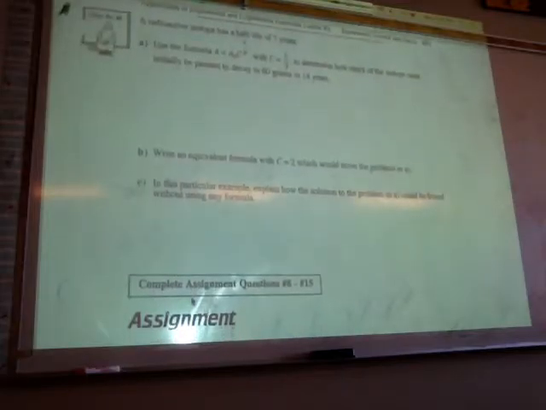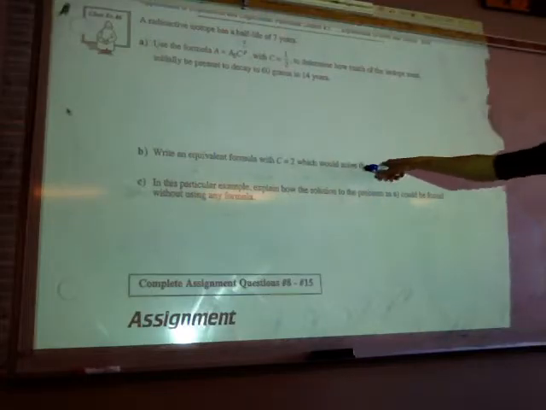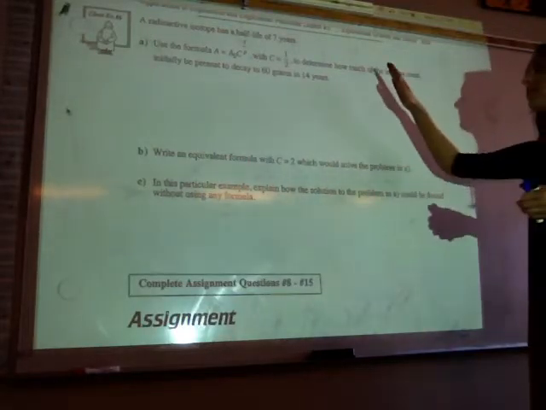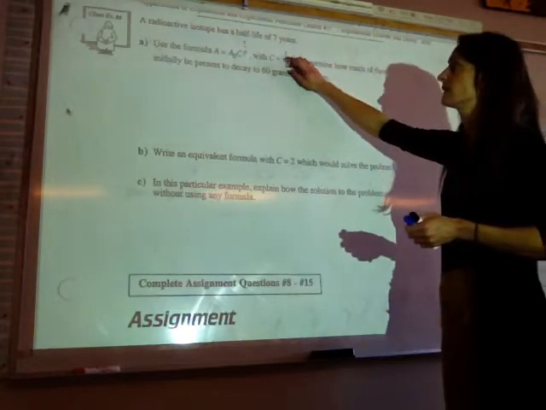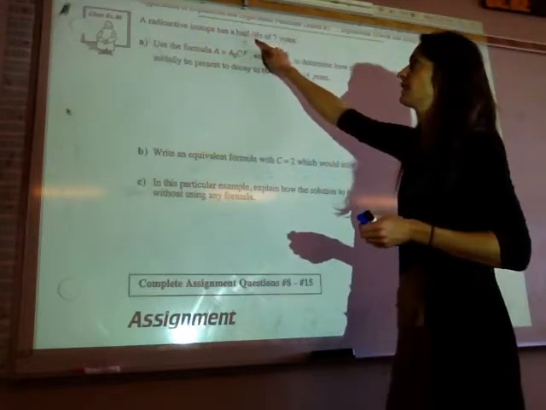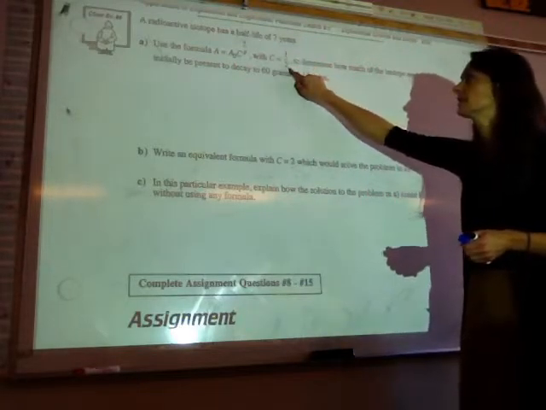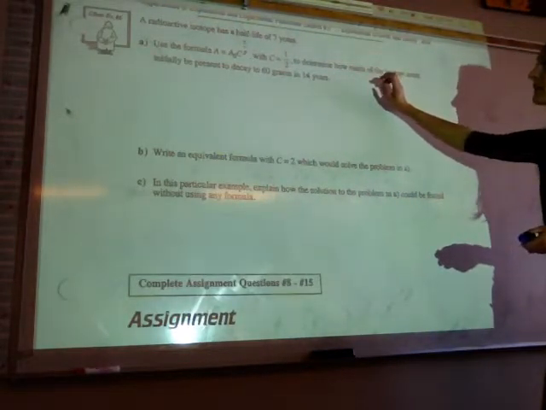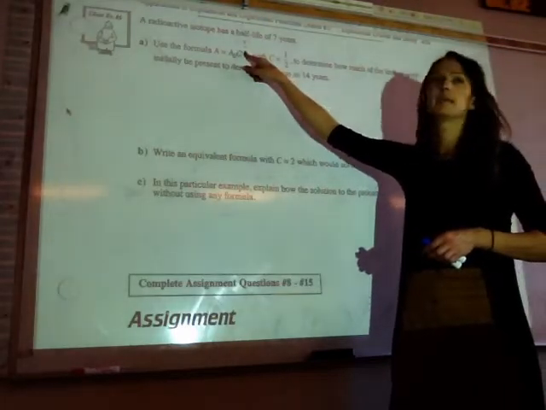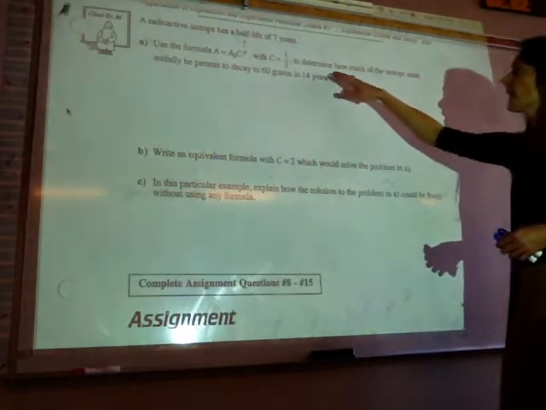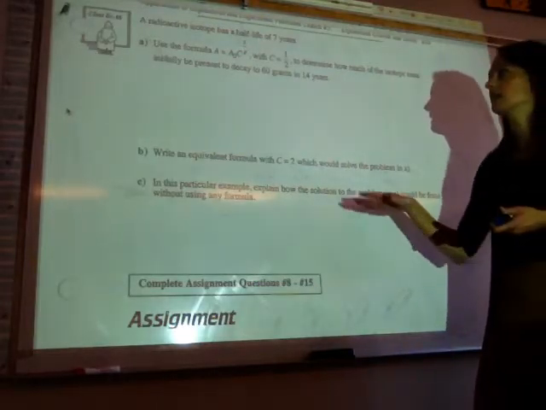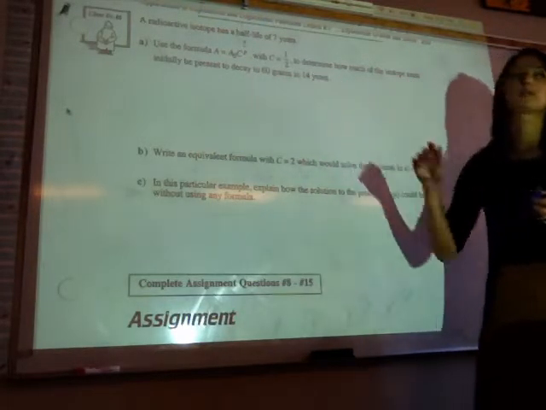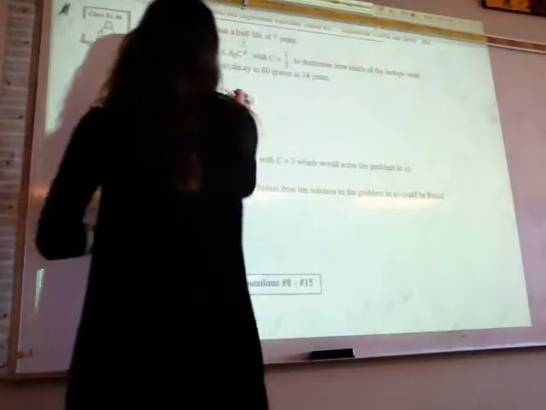We're still going to read through the question, and I'm just going to talk about basically part B. We're given the formula where our constant is a half, because they tell us the radioactive isotope has a half-life of 7 years. So our constant's half, and if the half-life is 7 years, that means our P is 7. They're telling us to determine how much of the isotope must initially be present to decay to 60 grams in 14 years. So I'm just going to write out the formula for you.